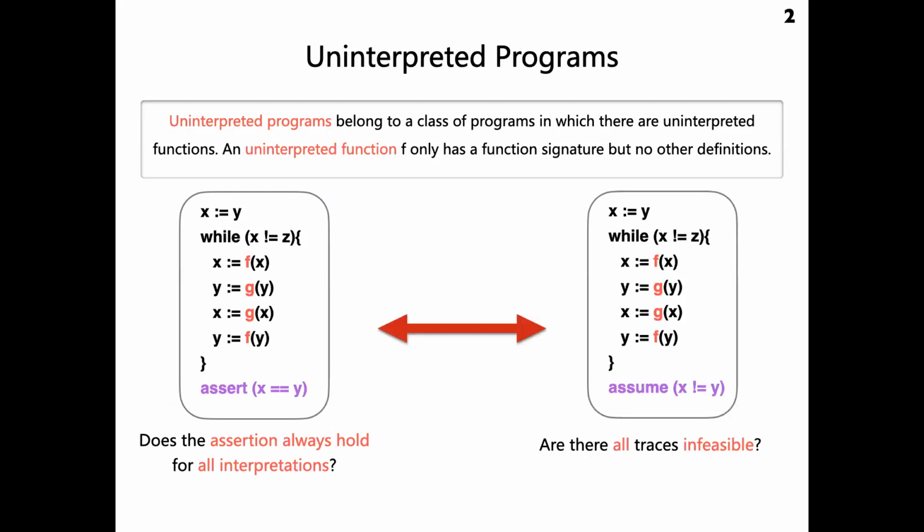For such a verification problem, we usually transform it into the right one by replacing the assertion with an assume statement of the condition's negation. Then we decide if all traces of this new program are infeasible, which is a reachability problem. Notice that these two problems are equivalent. That is, the assertion of the left one holds if and only if there are no feasible traces in the right one. But unfortunately, both problems are undecidable.